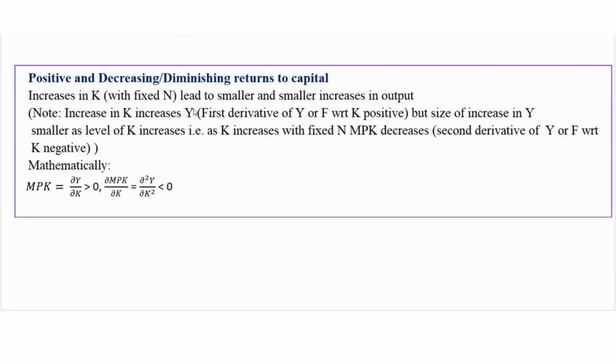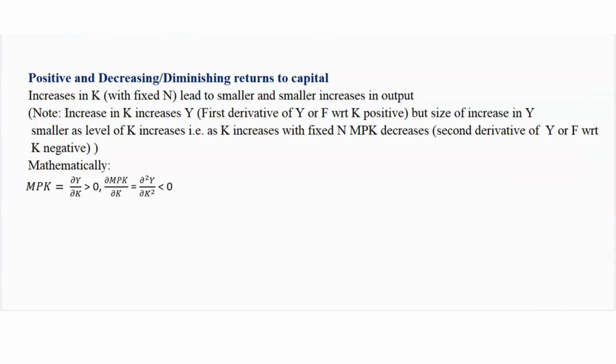So when I differentiate MPK with respect to k, which is simply the partial squared y by partial k squared, the second partial derivative of y with respect to k, that is going to be less than 0, right? So the positive returns to capital means the marginal product of capital is positive. The decreasing returns to capital means as k increases with fixed n, the marginal product of capital goes down. So the derivative of marginal product of capital with respect to k is negative.